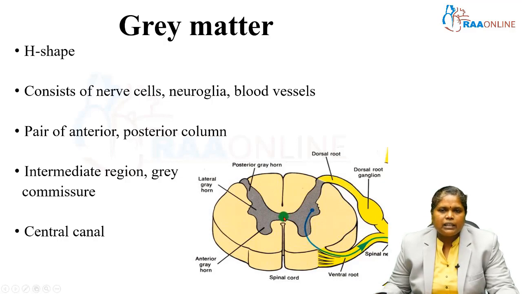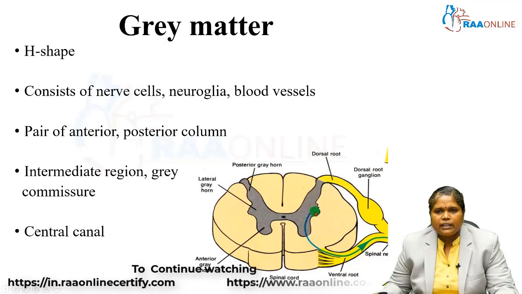The ventricle in the cerebrum and the ventricle in the hindbrain continue in the spinal cord as the central canal. And the connection between the opposite ventral horns and dorsal horns is known as the grey commissure. So these are all the parts of the grey matter: the ventral horn, the pair of dorsal horns, an intermediate region, the connecting grey commissure, and the central canal.